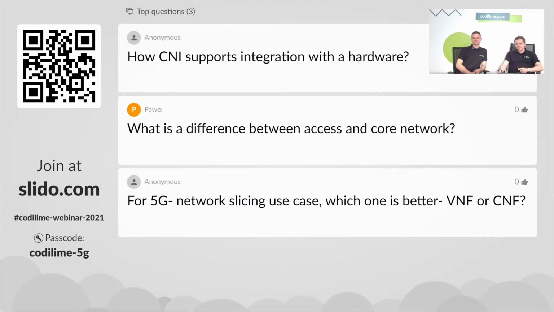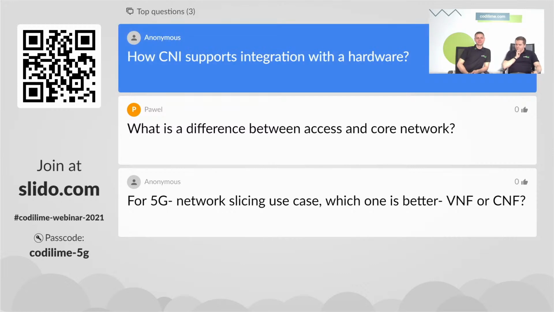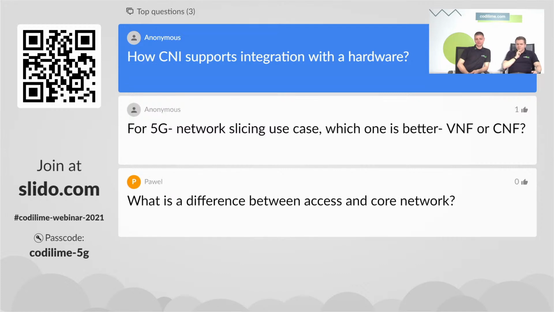Okay, how does CNI support integration with hardware? So when you have a Multus tool, you may use it to connect CNIs, but you may as well use it for SR-IOV solutions or LibGD solutions, which are working with the hardware to provide networking in Kubernetes. So everything may be done with Multus.